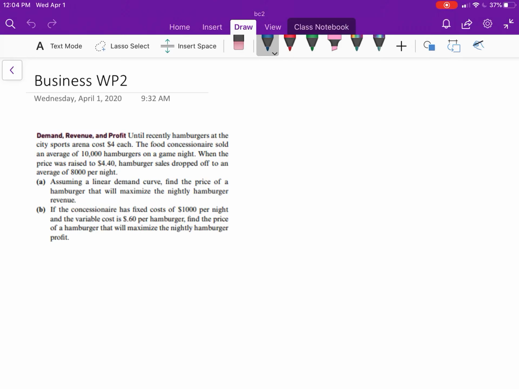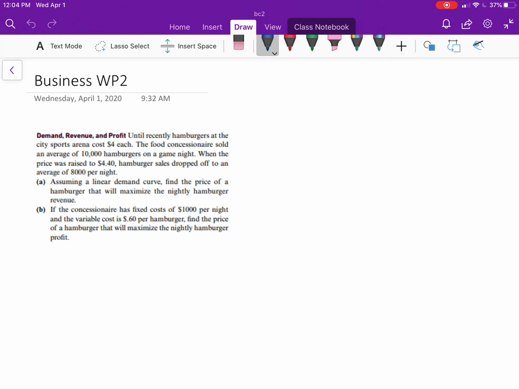Okay, let's check out another example involving, again, revenue and profit. Well, cost, revenue, and profit. So these hamburgers were $4 each. They sold an average of 10,000 on game night. When they raised the price to $4.40, the sales dropped off to an average of 8,000 per night.